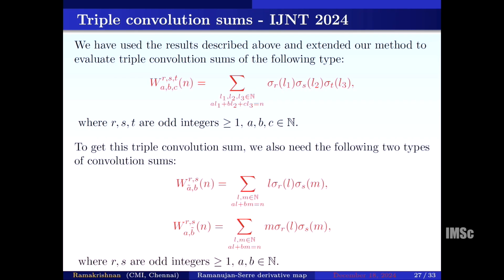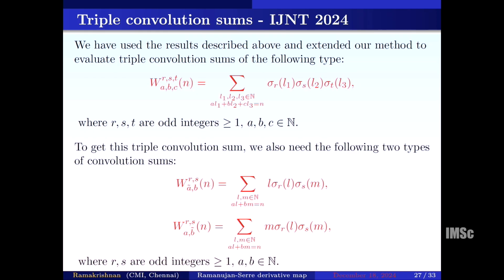So another one is the triple convolution sums. This paper is also joint work with Brindavan and Anup. This appeared in IJNT. We have used the results described in the previous part, and extended our method to evaluate triple convolution sums. Where in the previous case we had only two divisor functions, now we have three. In principle, one can get any number of divisor functions, and the method may be worked out in general. We have not worked out the details, but the method works in general.